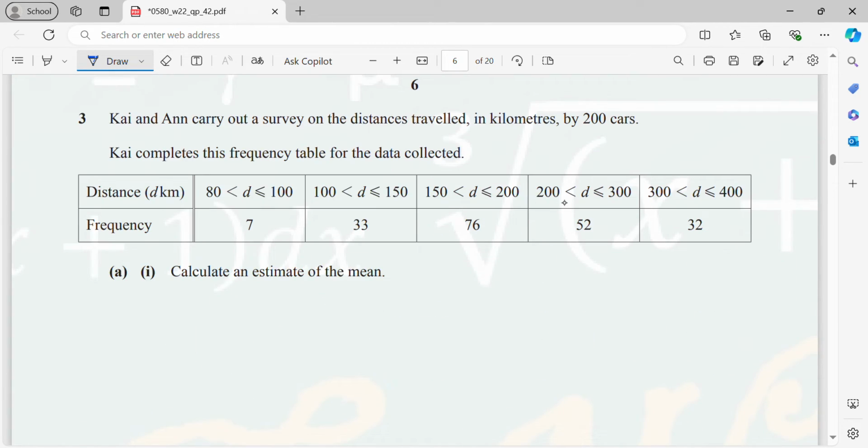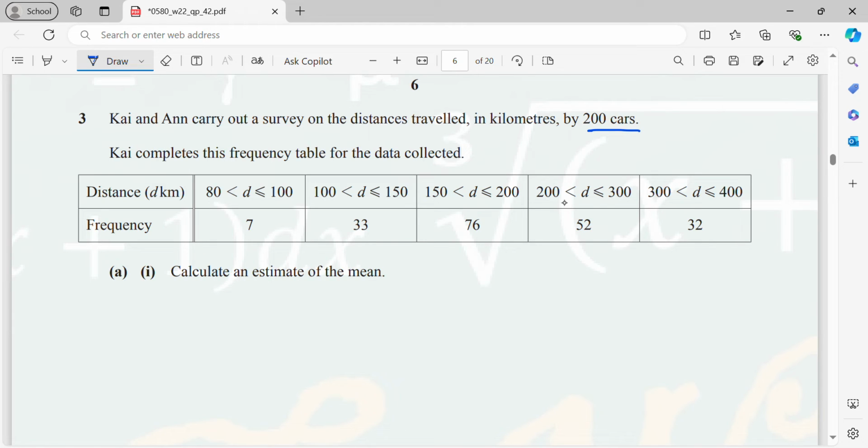Question number 3. CAIE and N carry out a survey on the distances traveled in kilometers by 200 cars. CAIE completes this frequency table for the data collected. Now, part A, first part: calculate an estimate of the mean.